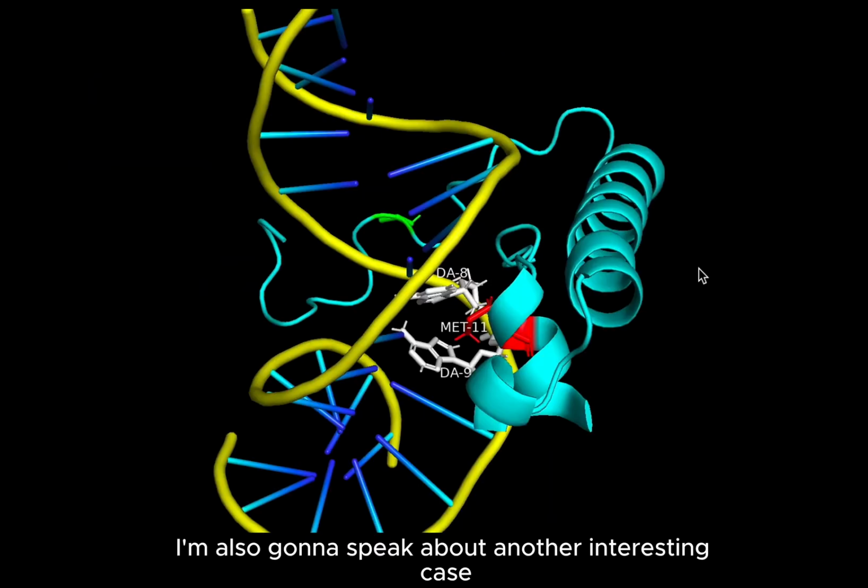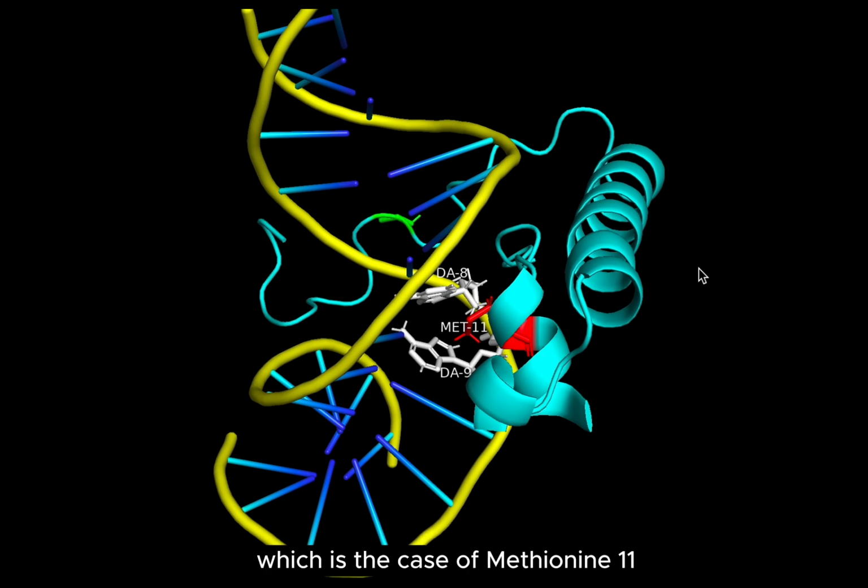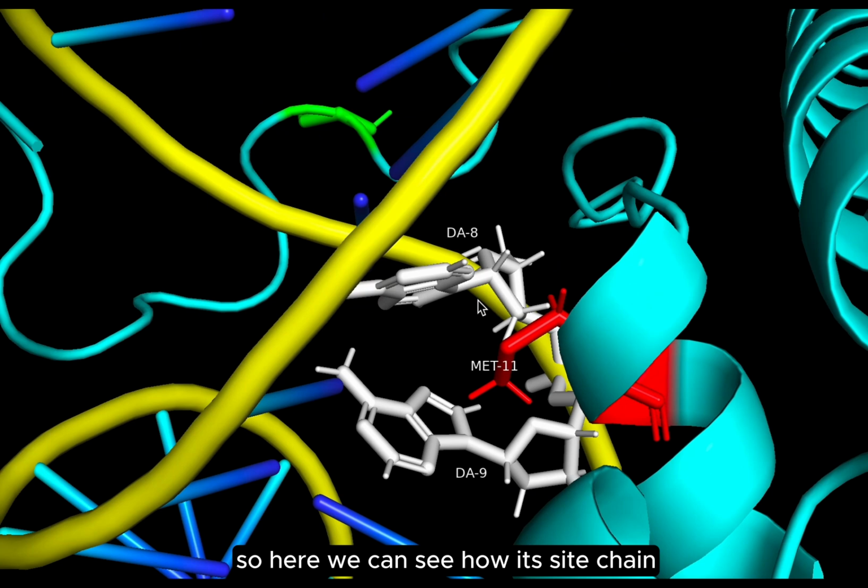I'm also going to speak about another interesting case, which is the case of methionine 11. So here we can see how its side chain is inserted into the base stack between these two adenines, disrupting base stacking but not base pairing. Opening of the bases leads to a large negative roll angle and an increase in rise. So here an AT to TA transversion results in a severe loss of binding affinity.